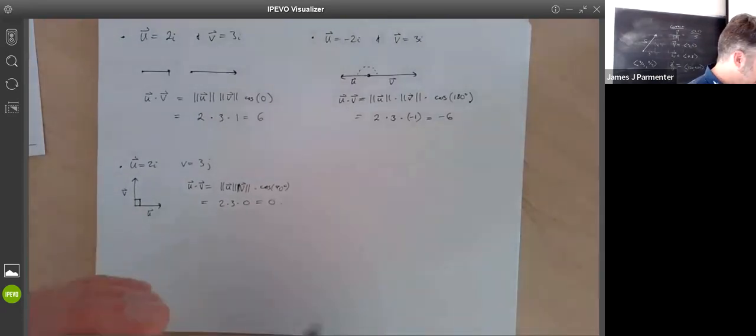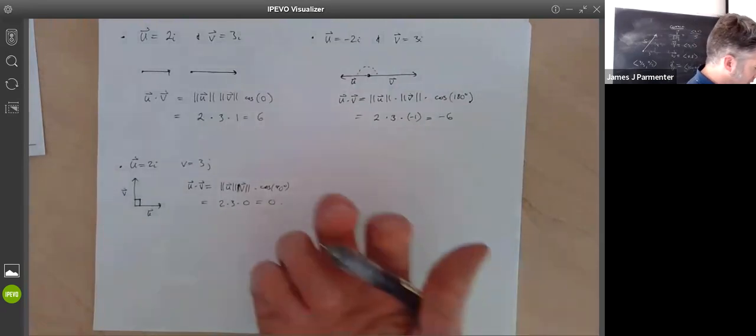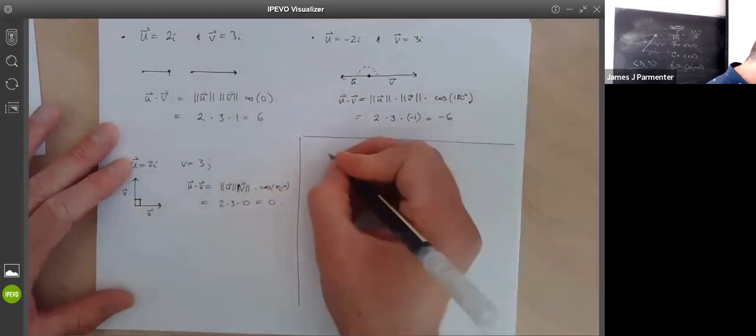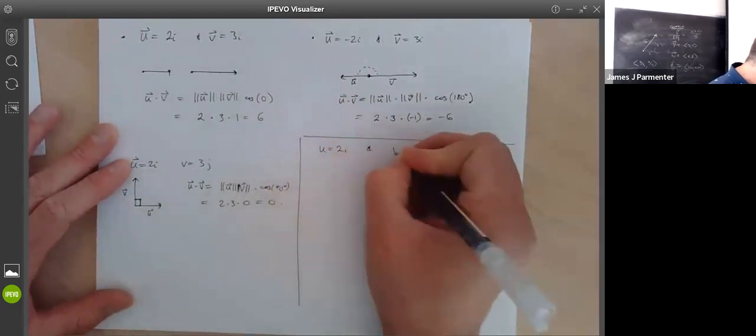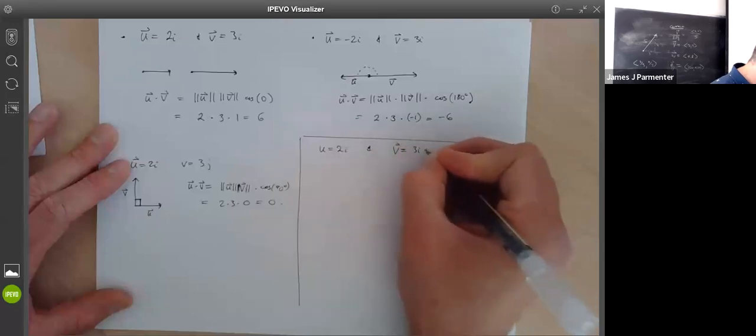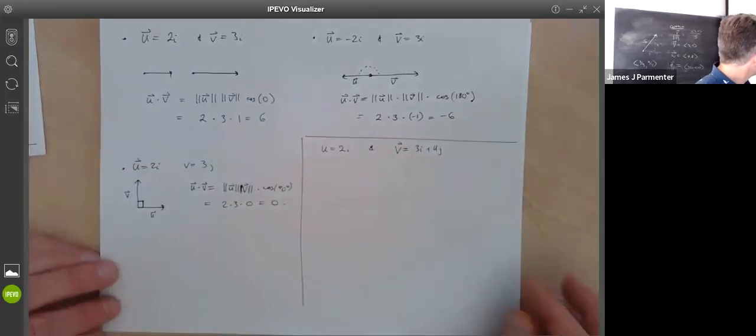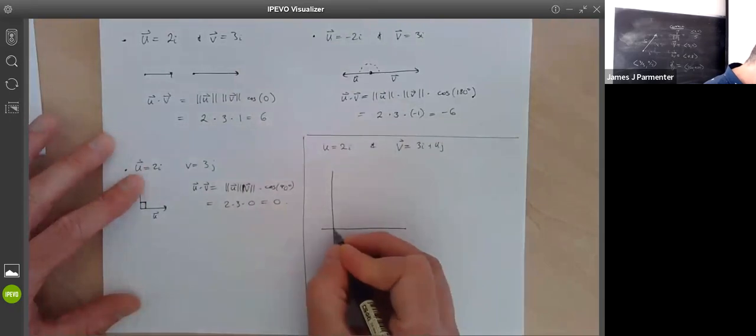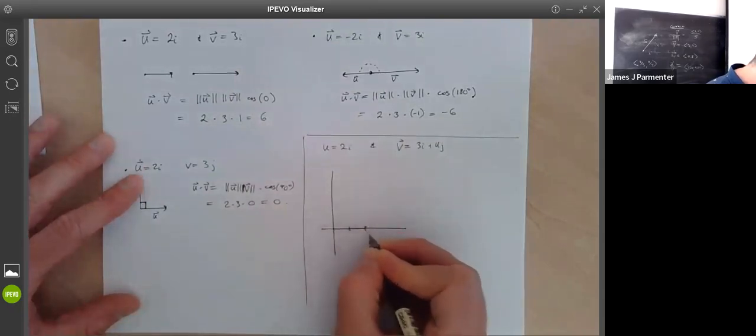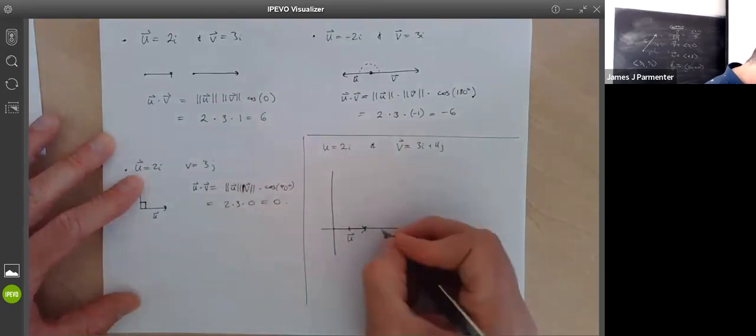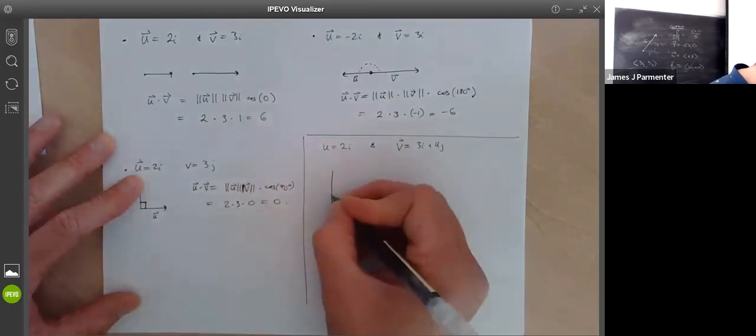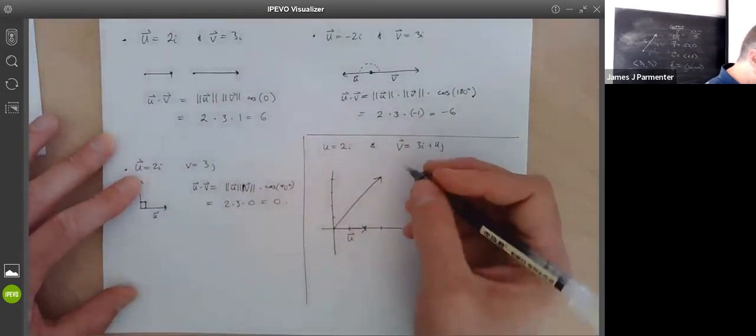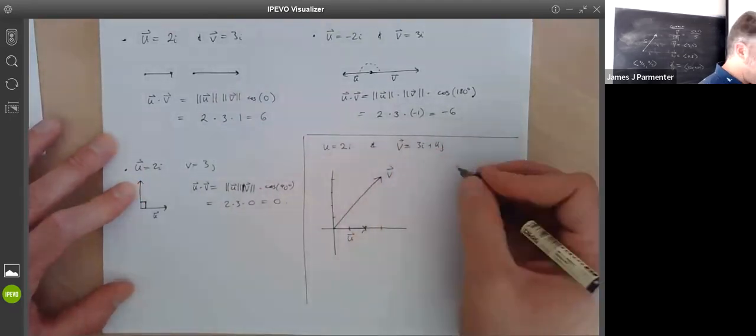So let's look at a less straightforward example maybe. Let's say we have u equal to 2i and v equal to 3i plus 4j. All right, so I'm going to draw this. So here's my u, 1, 2, and v is going to be over 3 and up 4. We picked 3, 4 because we know the magnitude of it. The magnitude is definitely 5.